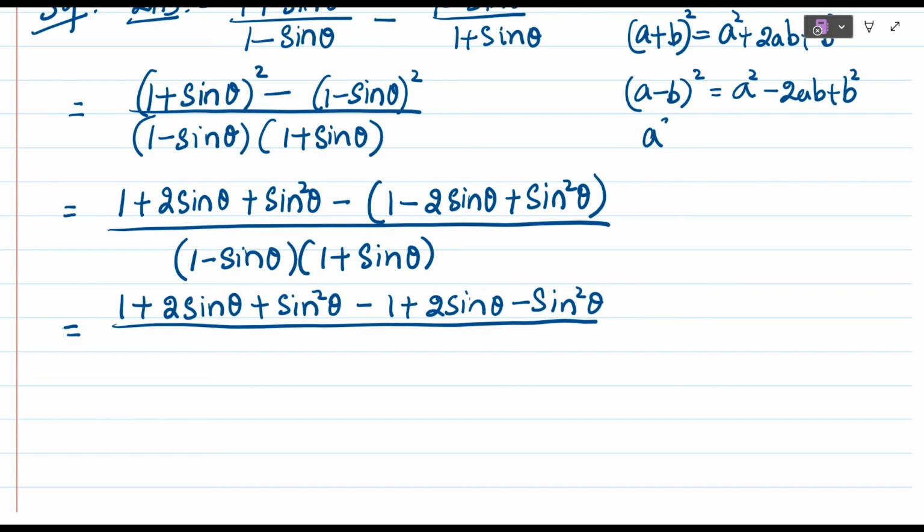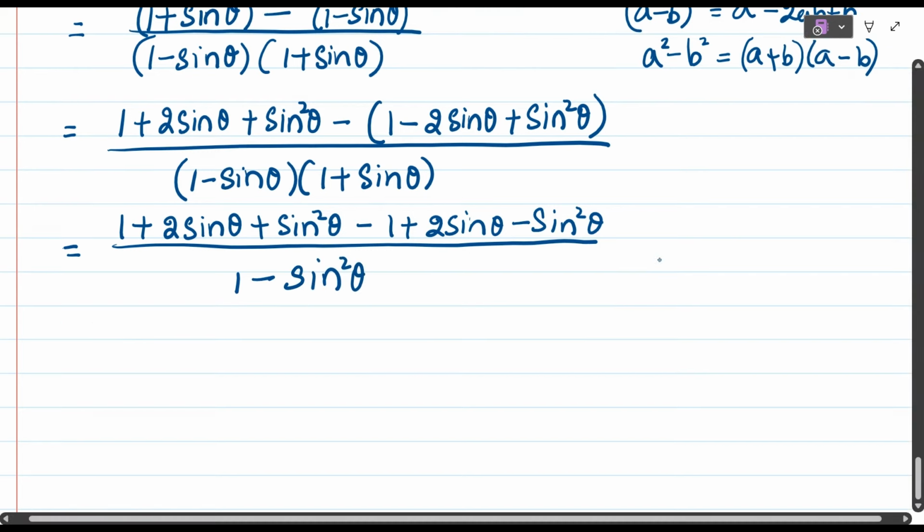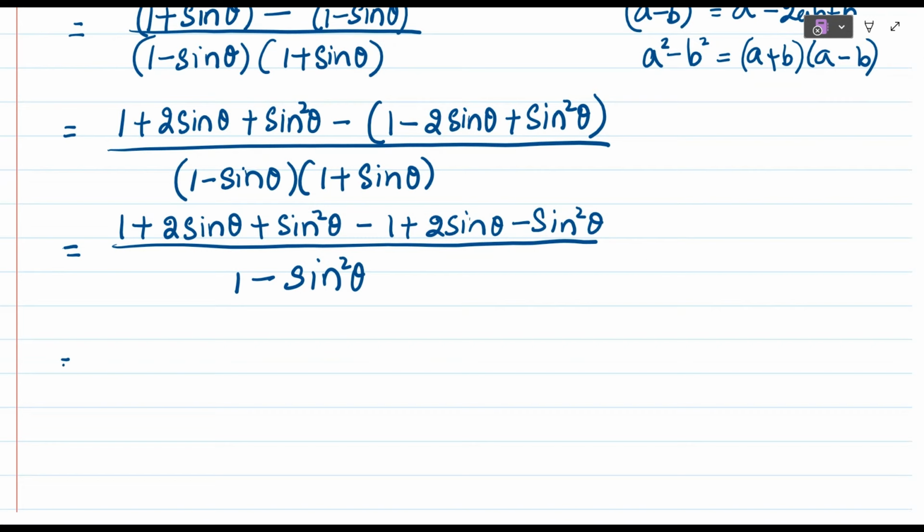So the third identity is a square minus b square, that is equal to a plus b into a minus b. This identity we are going to apply in the denominator. So this becomes 1 square minus sine square theta, that is 1 minus sine square theta. Understood? And another trigonometric identity we are using here, sine square theta plus cos square theta is equal to 1.